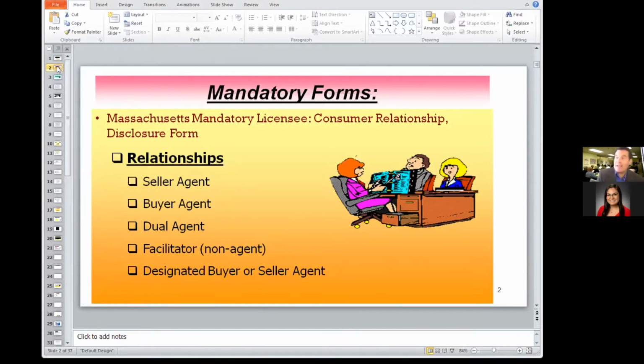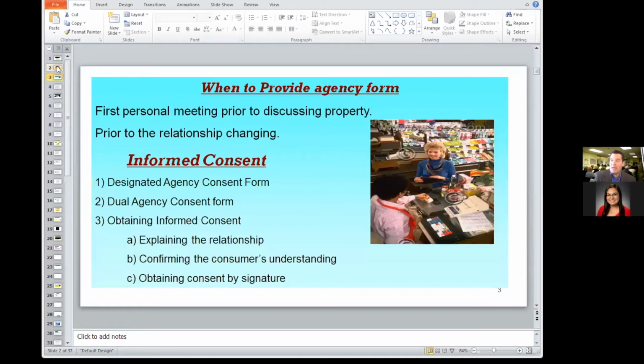So prior to the first discussion, we have to present the agency disclosure form, which is called the Consumer Relationship Disclosure Form. But remember, in the old days, it was called agency disclosure form. So if you do not provide that form at the right time, you know that you can be held accountable to those two numbers and one letter that's really bad, the 93 something, 93A. So we must present the form.